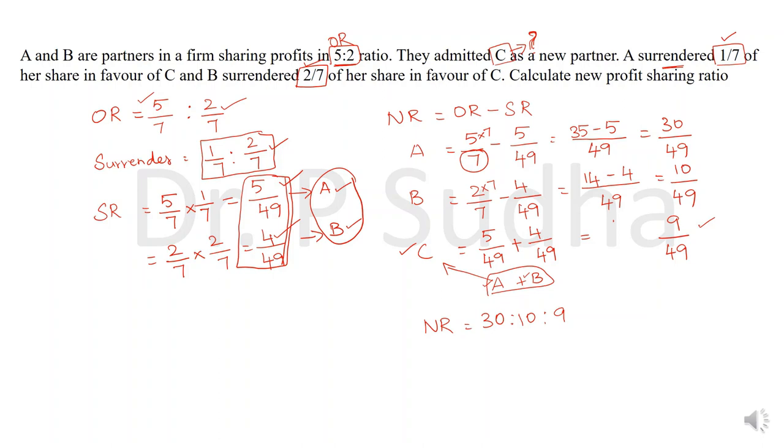So in this video, I have explained all the situations when a partner is admitted, what information is given in the question, and based on the information given, how to calculate the new profit sharing ratio, and how to calculate the sacrificing ratio. I have worked out all the situations for you.